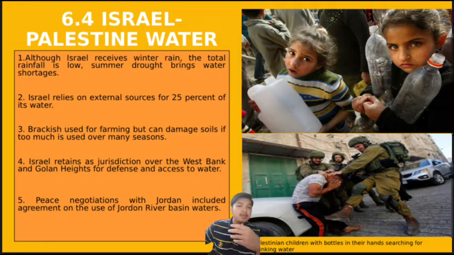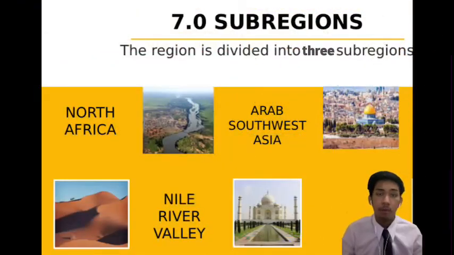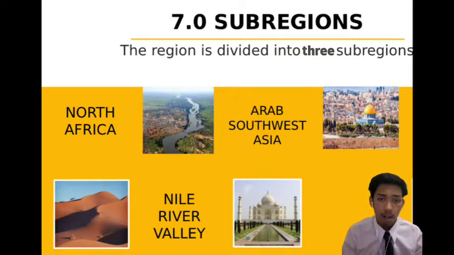And even now they have a peace negotiation with the Kingdom of Jordan, which includes an agreement to use the Jordan River water basin. Now we have come to the sub-region of Northern Africa and Southwestern Asia.